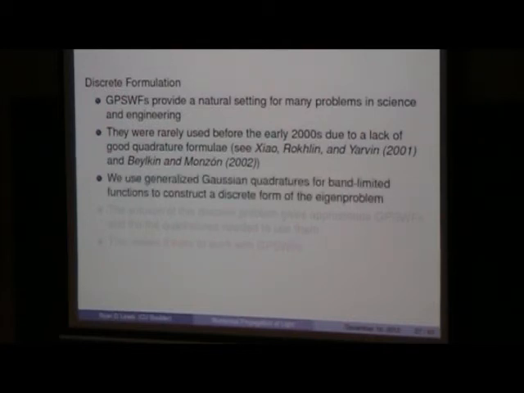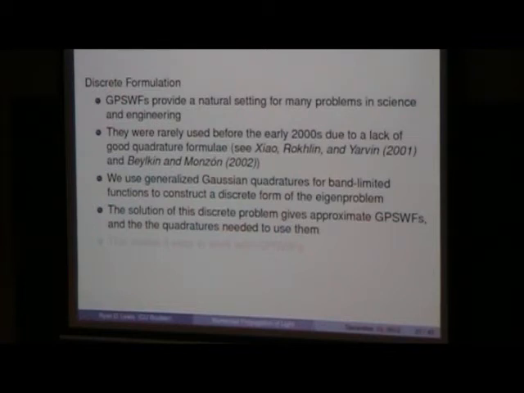So we used the generalized Gaussian quadratures for band-limited functions to construct a discrete form of that continuous eigenproblem I just talked about. When you solve that discrete eigenproblem, you get approximate generalized prolates, and at the same time you get the quadratures you would need to work with them. And what that means is it's now easy to work with the prolate functions.